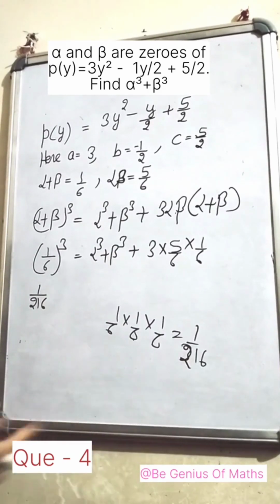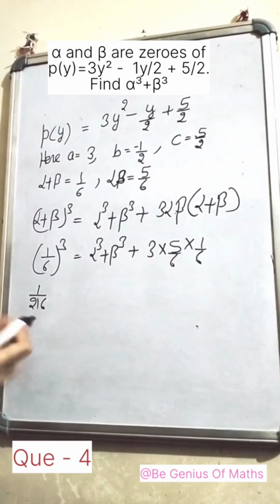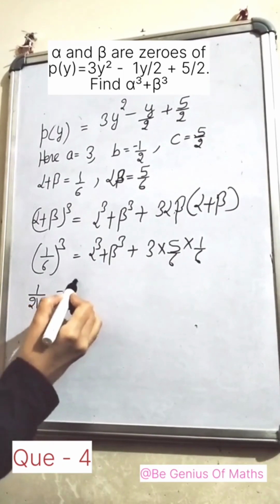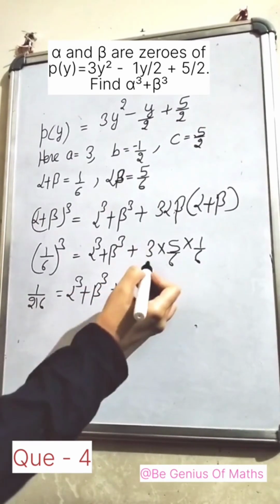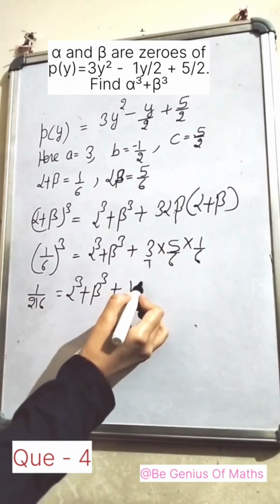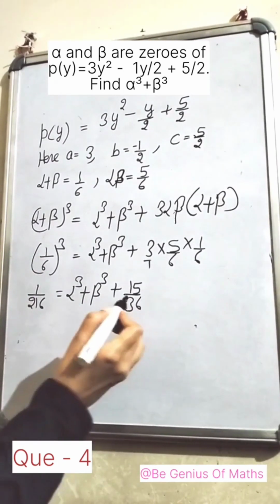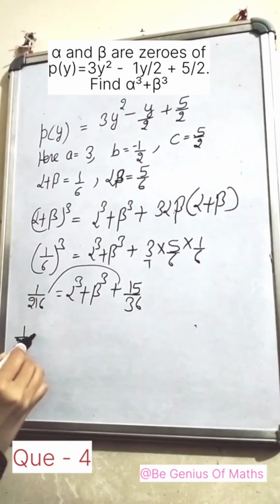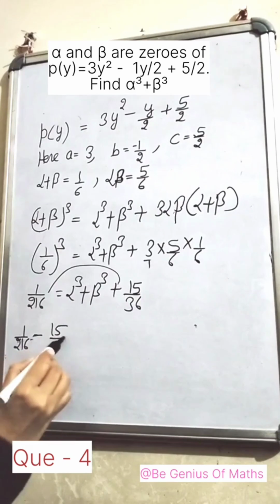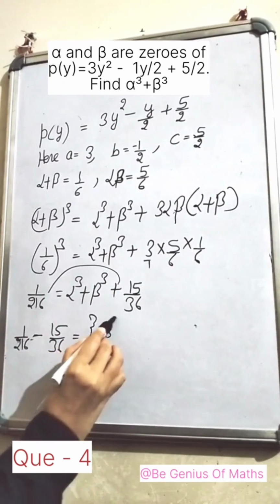6 sixes are 216. 1 by 216 is equal to alpha cube plus beta cube plus 15 by 36. 1 by 216 minus 15 by 36, on the other side with minus sign, is equal to alpha cube plus beta cube.